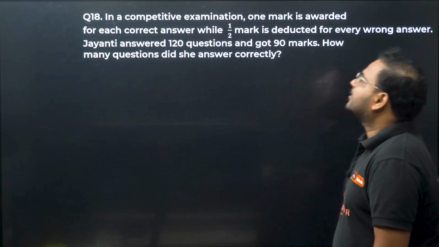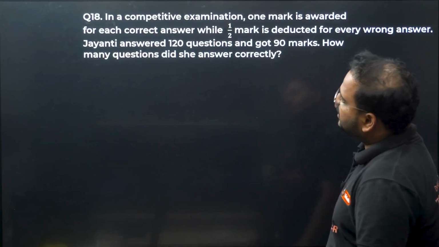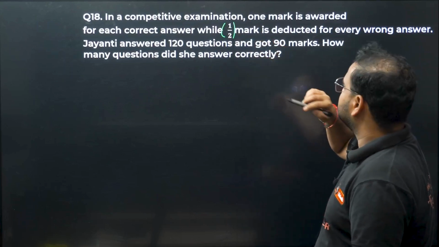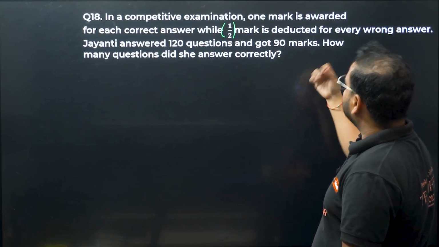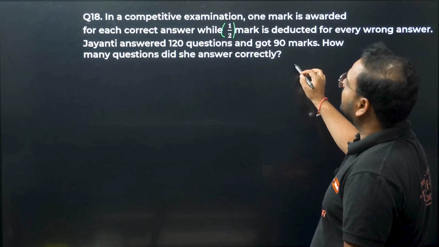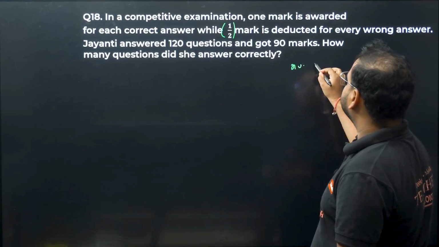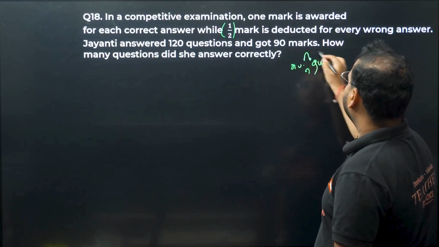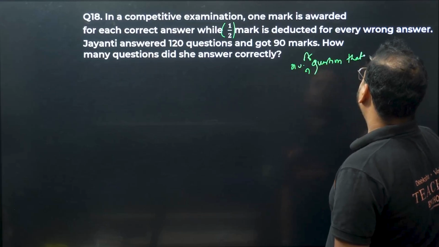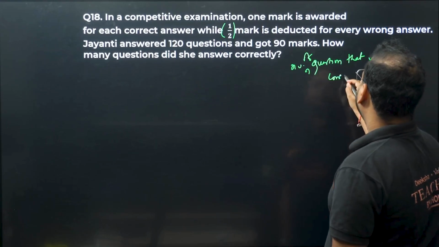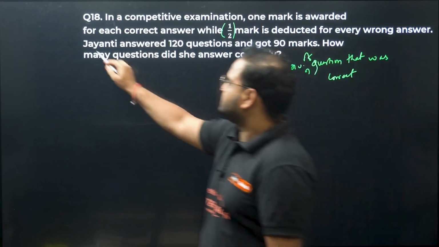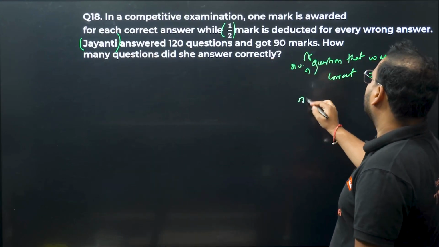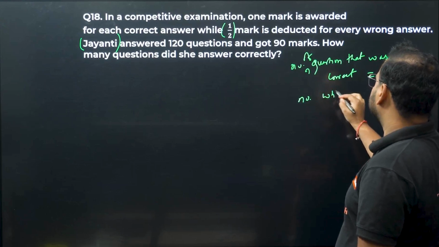In a competitive examination, 1 mark is awarded for each correct answer, while 1/2 mark is deducted for every wrong answer. So let's see. Number of correct answers will be, let's say, C. Number of questions correctly answered by Jayanti, let's call this variable C, and number of wrong answers.